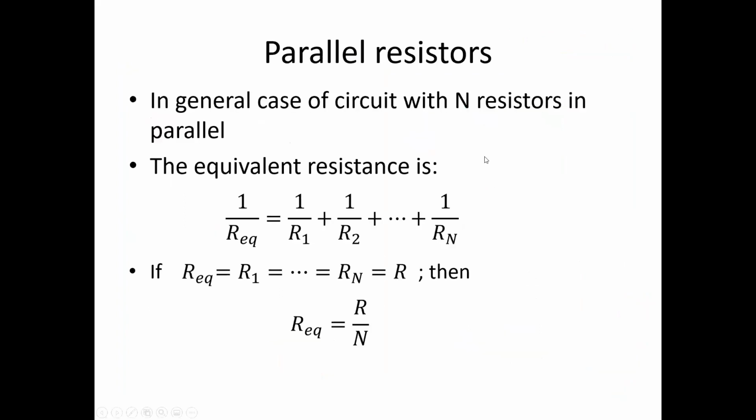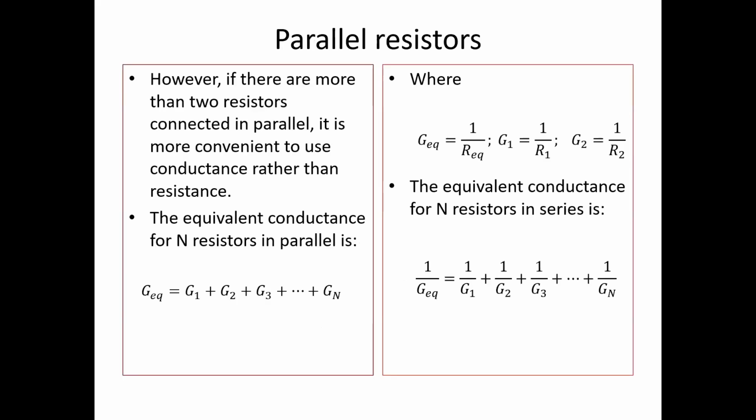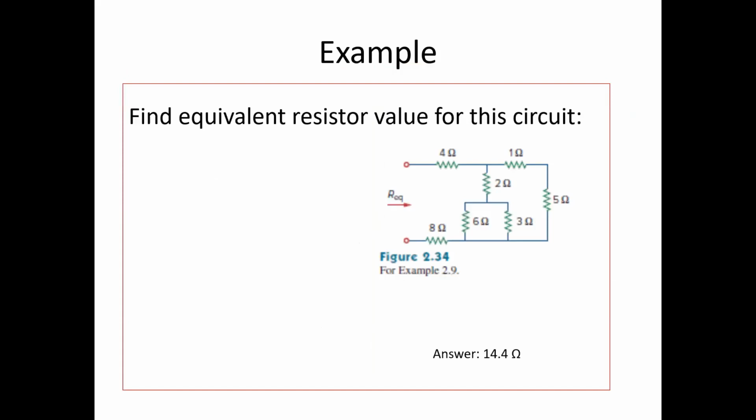And if you have resistors that are equivalent in value, you just take that value divided by the number of parallel branches. Okay, this one I think I skipped. So, example: find the equivalent resistor value for this circuit.